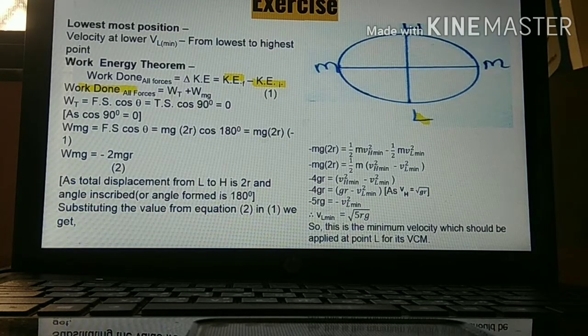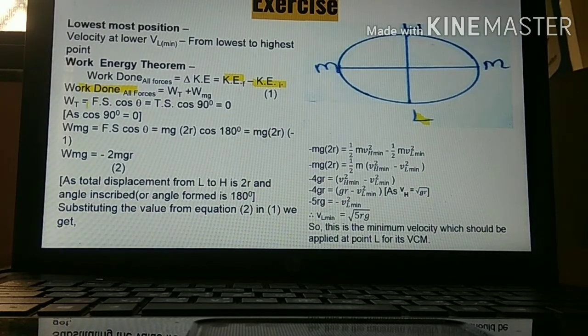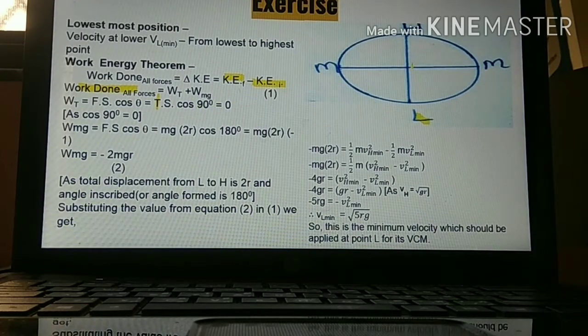Work done by all the forces is equal to work done tangentially plus work done by mg. Work done tangentially is given by F s cos theta. F into s. What is the force applied? Force is nothing but tension. Tension into s into cos 90. We are taking cos 90 over here because everything is perpendicular. As it is perpendicular, we take cos 90, that is 0. So work done due to the tangential force will be 0. We will not be considering this one.